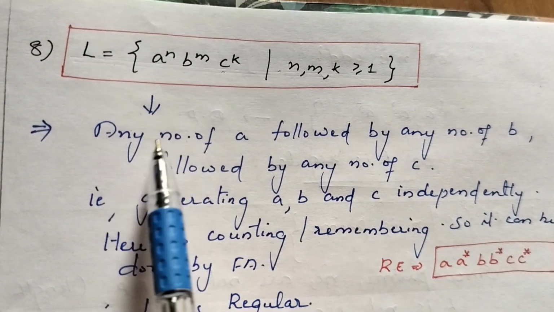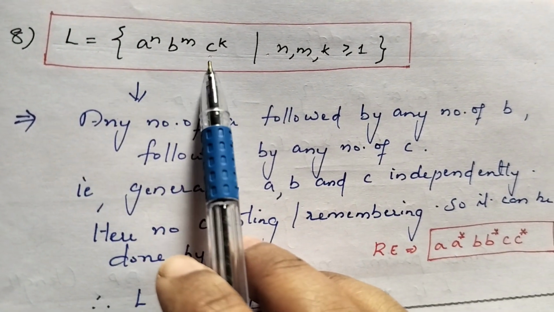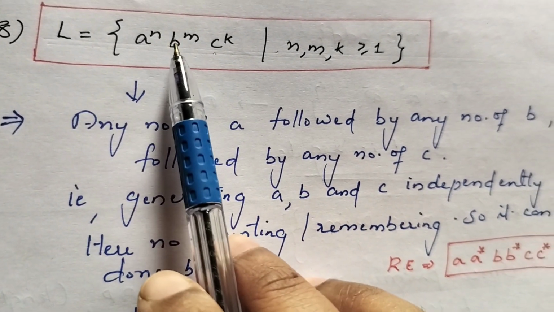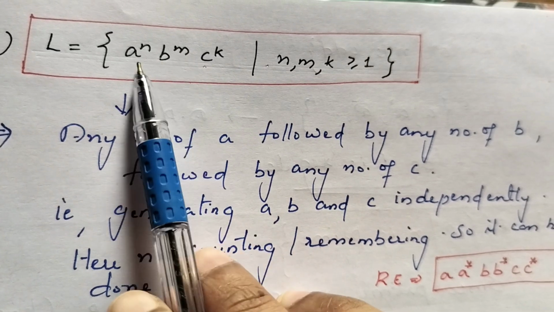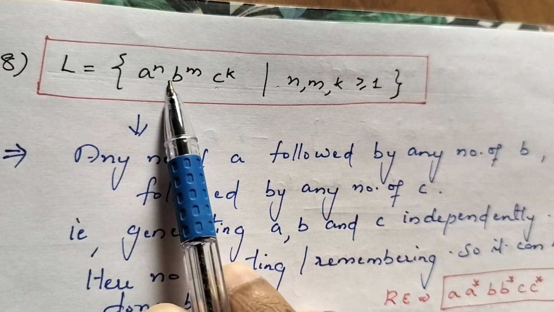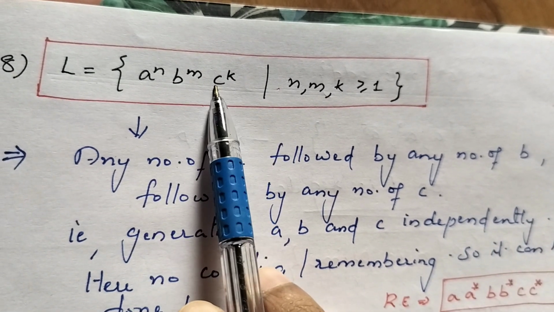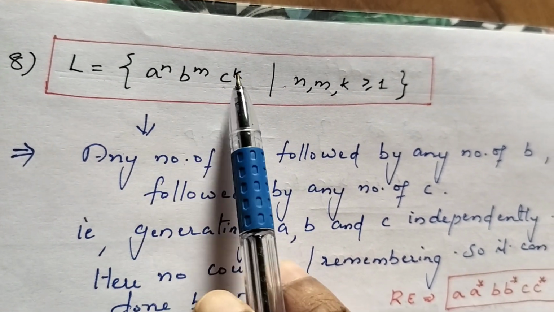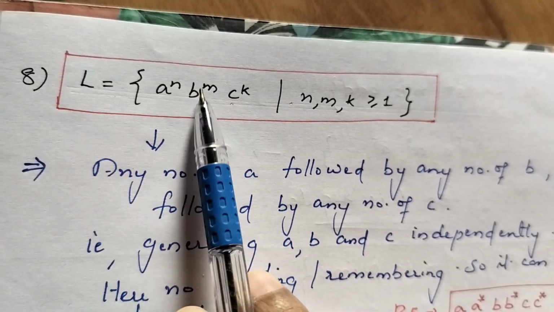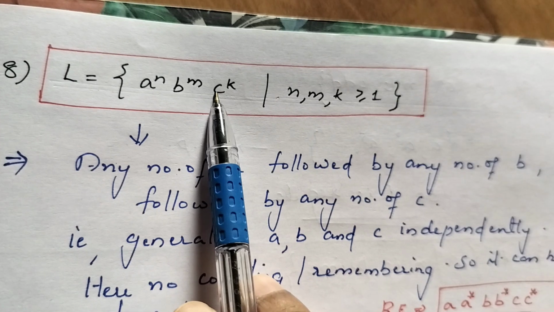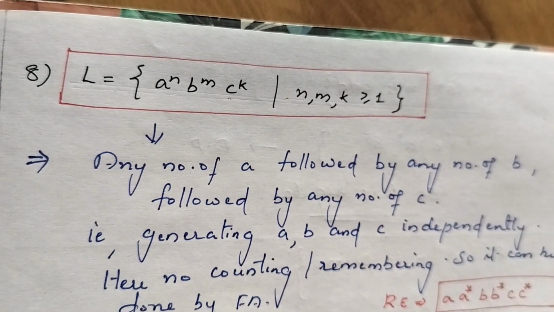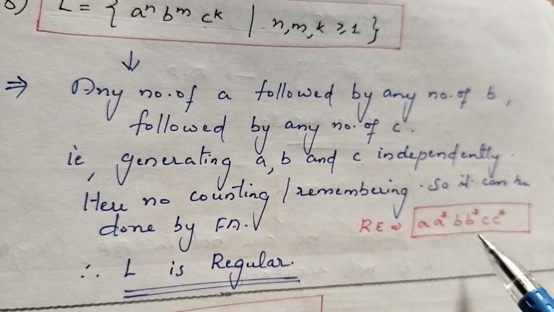See this example: A power n, B power m, C power k such that n, m, k are greater than or equal to 1. In the previous example, we saw A power n, B power m. Here you can see n number of A's followed by m number of B's followed by k number of C's. Here the numbers of A's, B's and C's are not dependent. They are independent, and we can generate A, B, C independently. So there is no problem. We can draw a finite automata for this language, and we can also represent it by using a regular expression.